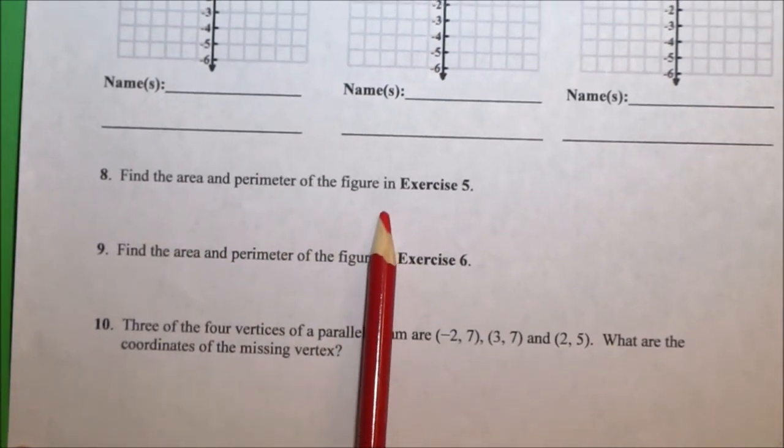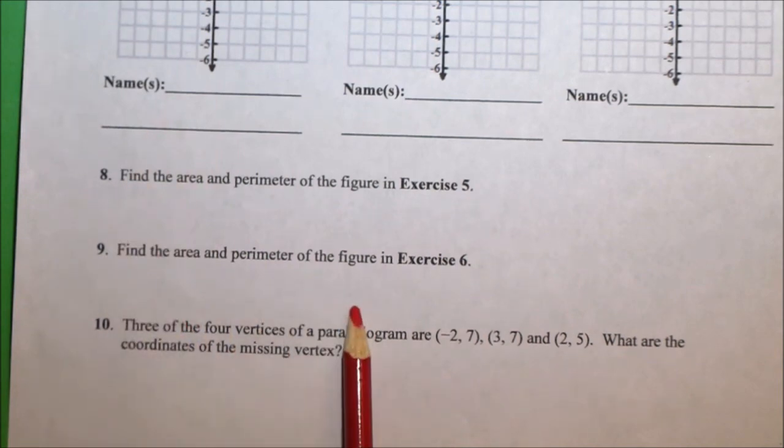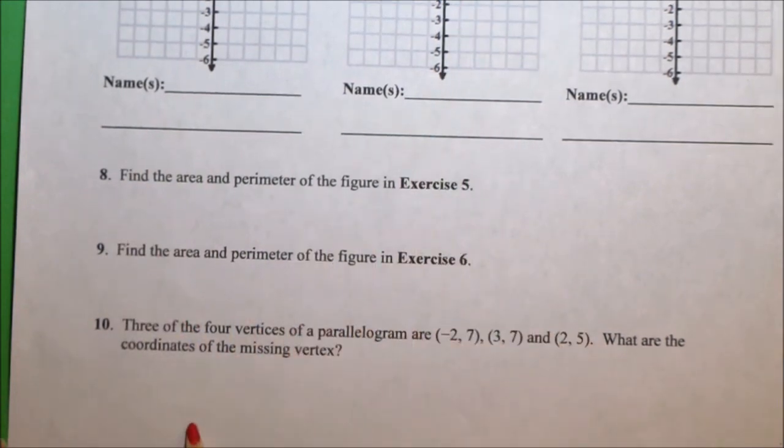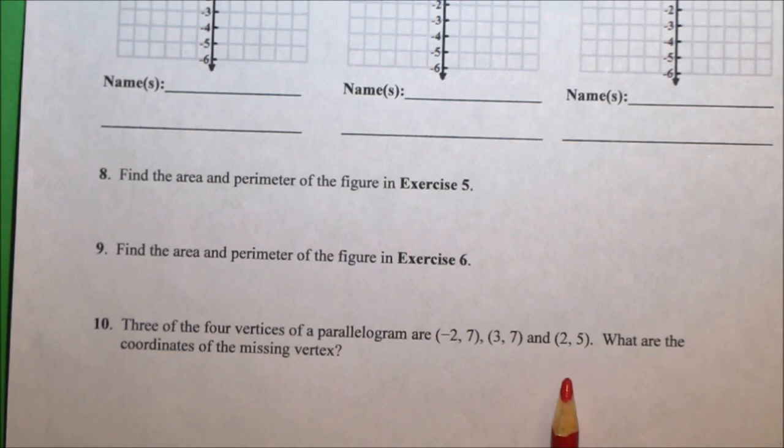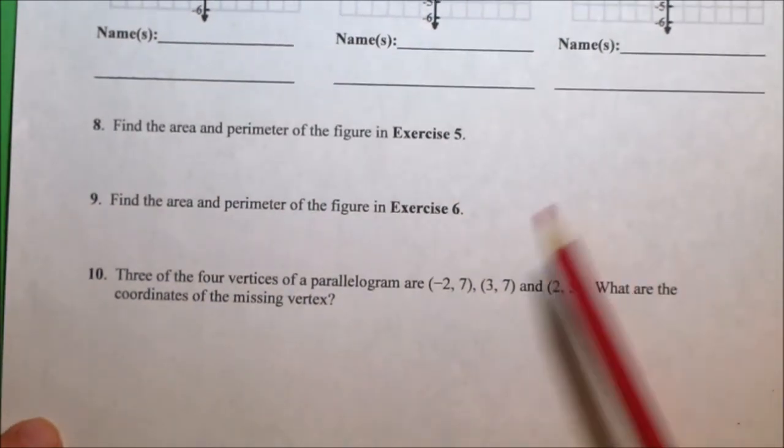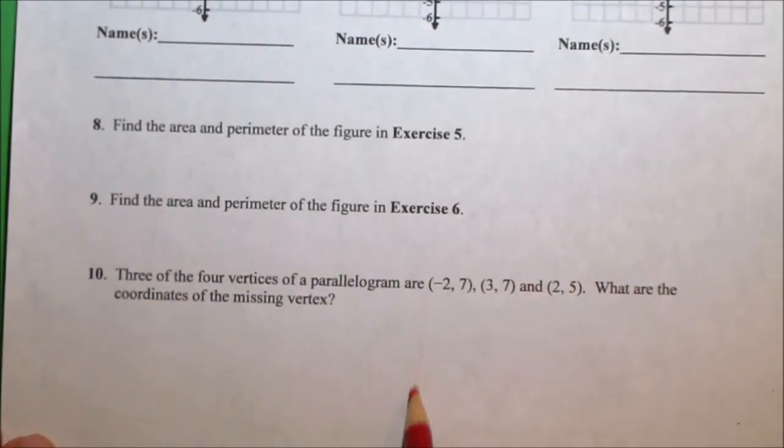All right. So then down below at 8, 9, and 10, you've got find the area and perimeter of the figure in number 5. Find the area and perimeter of the figure in number 6. On 10, it says 3 of the 4 vertices, remember that means the corners, of a parallelogram are these. What are the coordinates of the missing vertex? So you might be able to do it without drawing it on a coordinate plane. And I'm not going to make you if you think you can figure it out. But it would probably be helpful to sketch something very simple and plot those and then figure out what's the missing vertex.